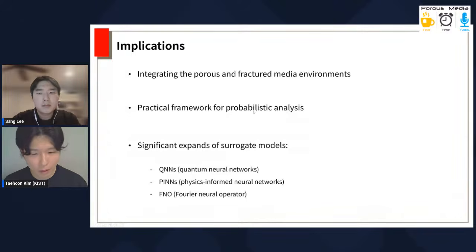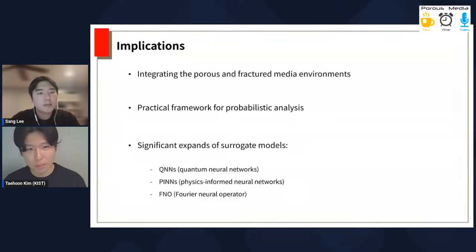And second, a practical framework for probabilistic analysis. With growing computational power, probabilistic analysis has become essential for handling uncertainties existing in the subsurface. So we developed a versatile framework that can be applied to diverse contamination sites and contamination types.